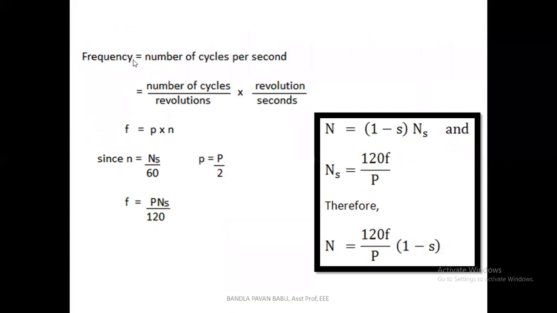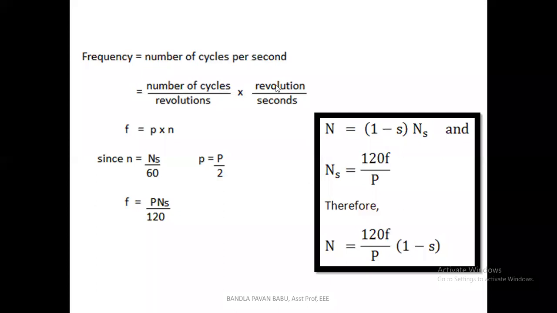So the supply frequency is equal to the number of cycles per second. This is a fundamental statement. It is equal to the number of cycles per revolution into revolutions per second. This equation comes from the number of cycles: the minimum complete revolution can be completed in 2 cycles, that is positive half cycle and negative half cycle. That gives one complete revolution, right?